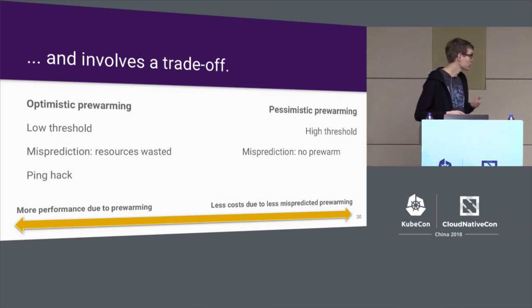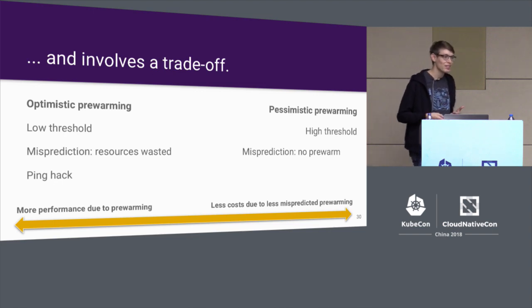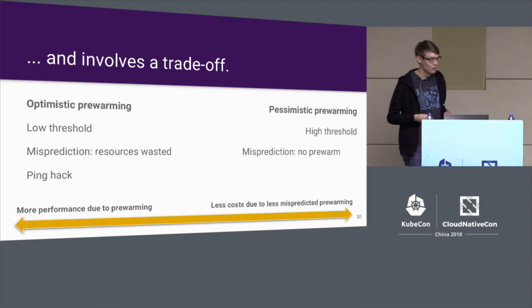And maybe just a small example here. One of the oldest tricks in the book is, I'm not sure if there's a name for it, but I'm calling it the ping hack. When AWS just started, people set up a timer and triggered their functions every 5 minutes, just to keep them warm. And this is of course very simplistic and only works for one function instance, but it's already an extreme form of optimistic prewarming.